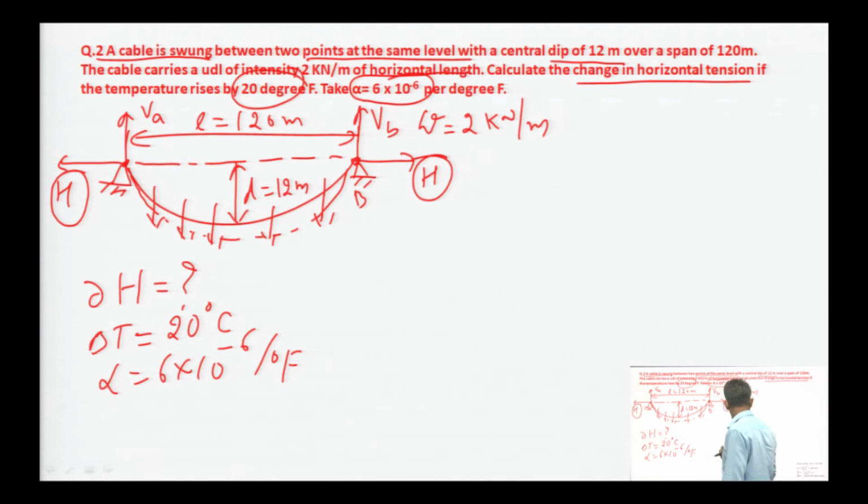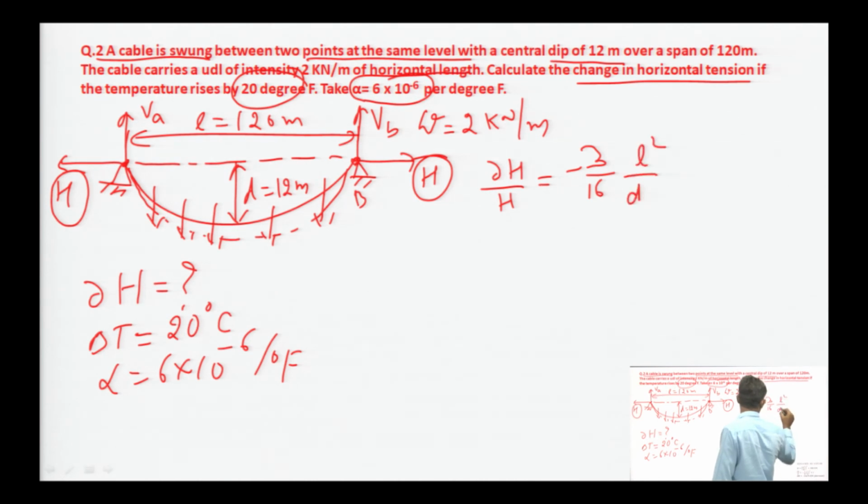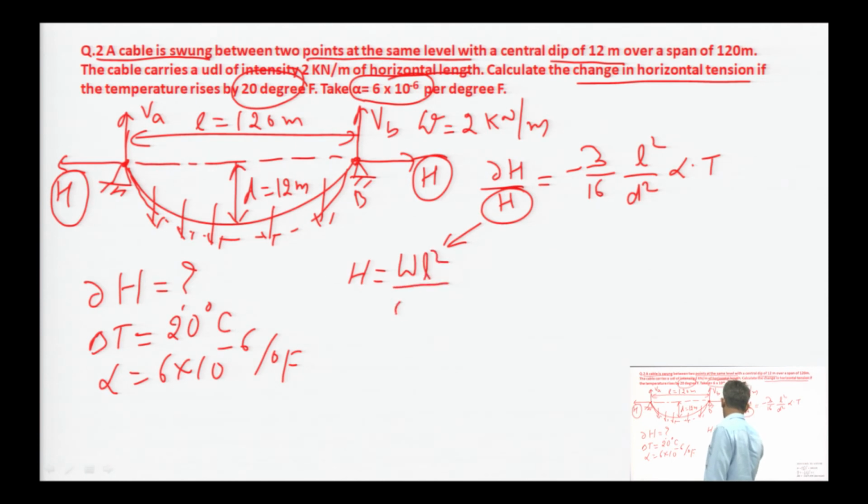In the last class we derived the equation del H by H equals minus 3 by 16 L square by D square alpha into T. So the value of del H can be calculated from here, because we know L, D, and alpha T, provided we can calculate H. In this question only UDL force is acting, so H is W L square upon 8D.